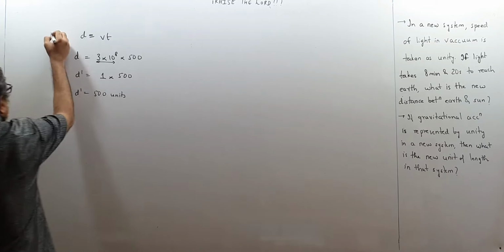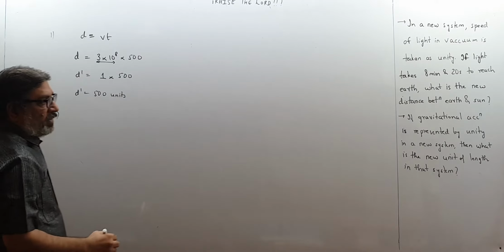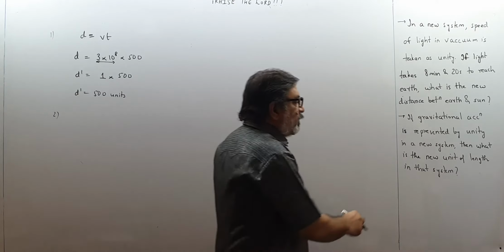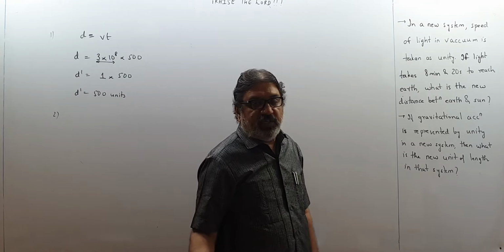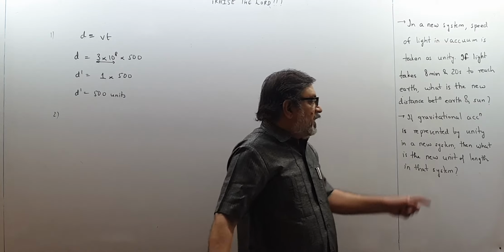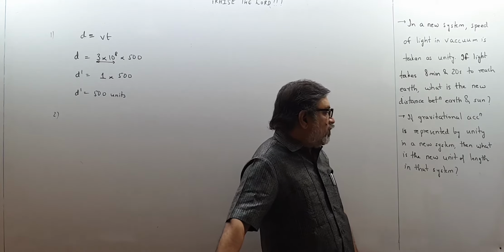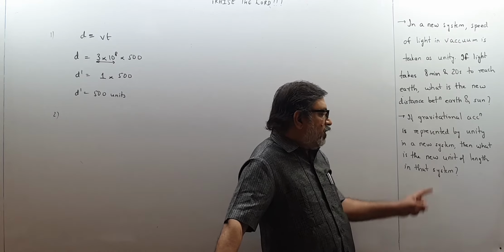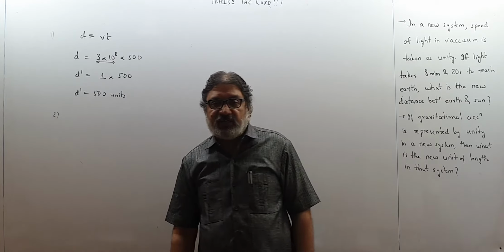So this was the first one that I did for you, and then the second one. If gravitational acceleration is represented by unity, you know what is the value of g? 9.8 meter per second square. Now that is being taken as unity, meaning 1, in a new system. Then what is the new unit of length in that system?